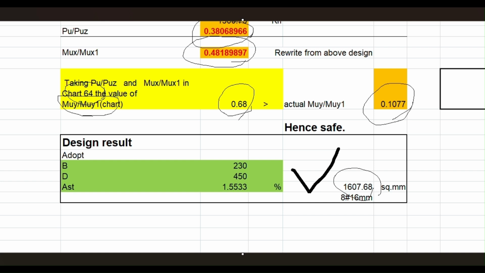This is the design for biaxial bending. Generally the column design for biaxial bending is a little confusing and complicated. See this video once or twice additionally, then you will have a clear idea to design this. Engineers, please go through this two or three times and practice it by yourself.